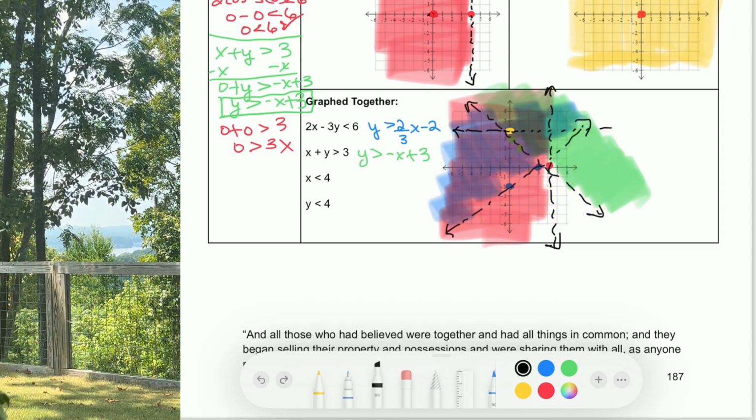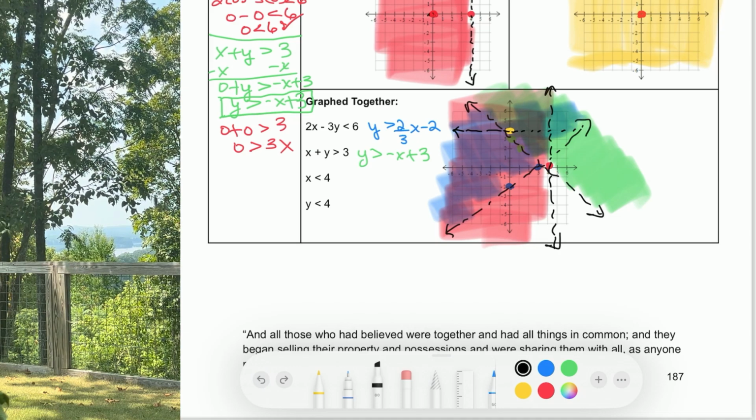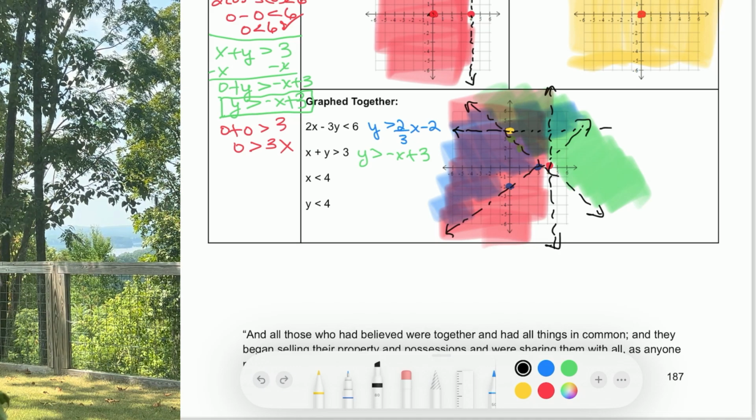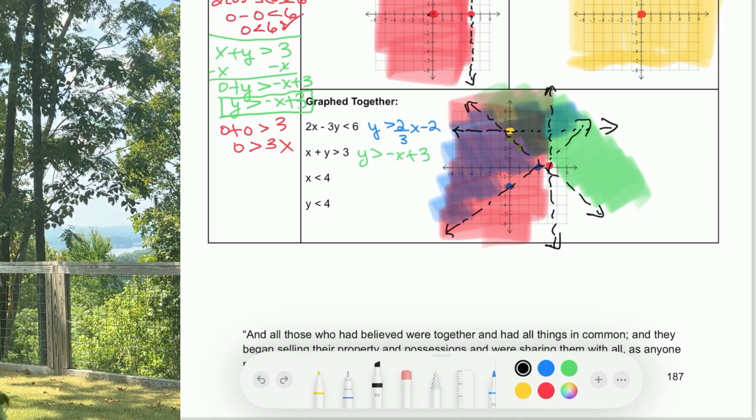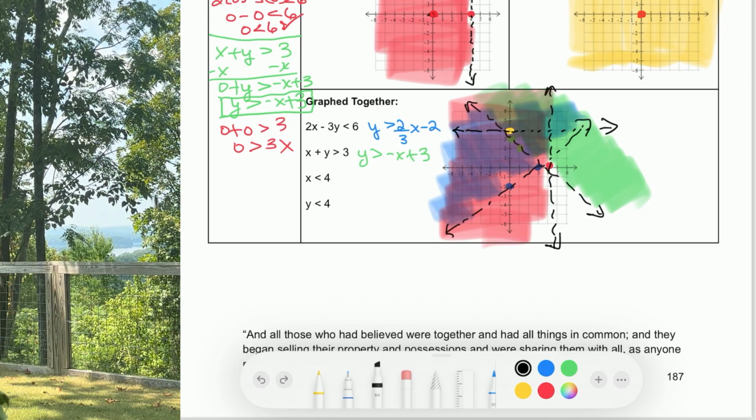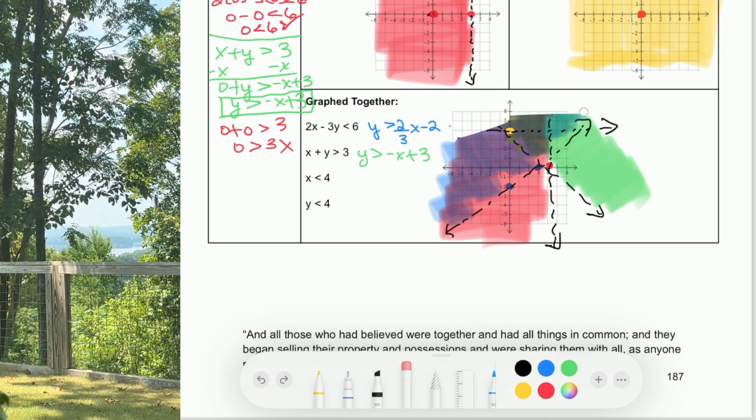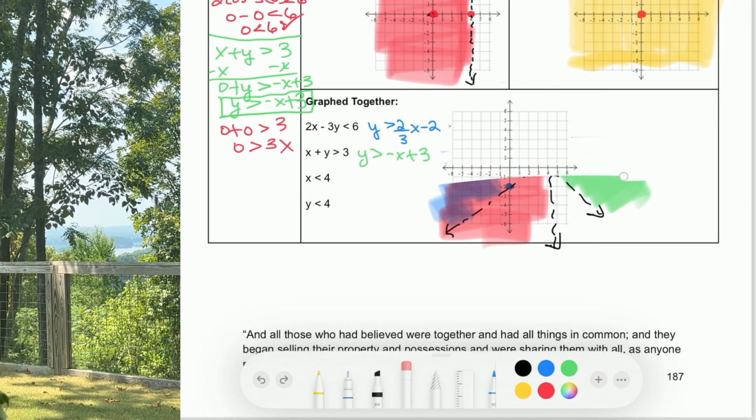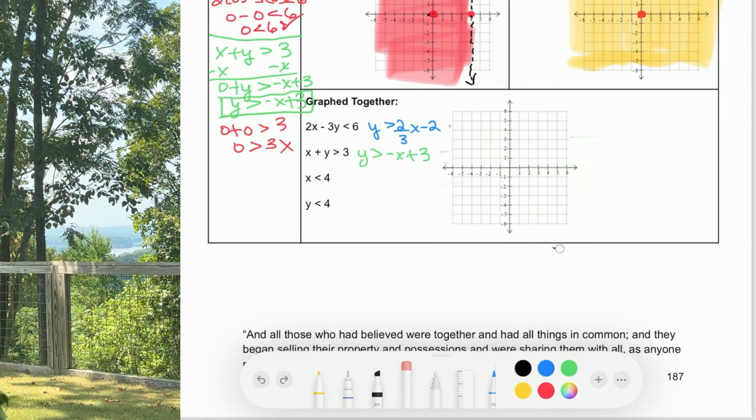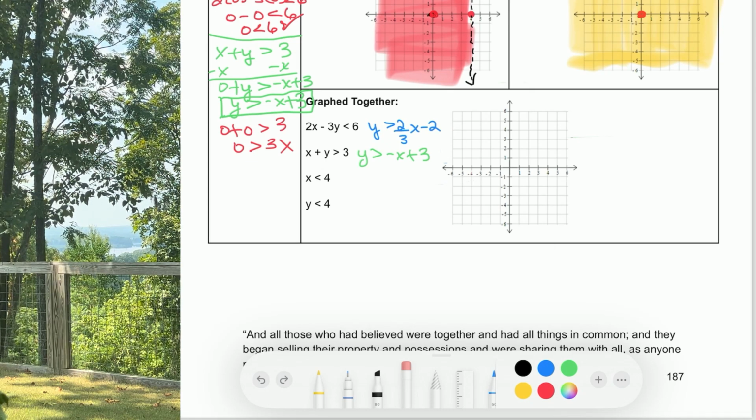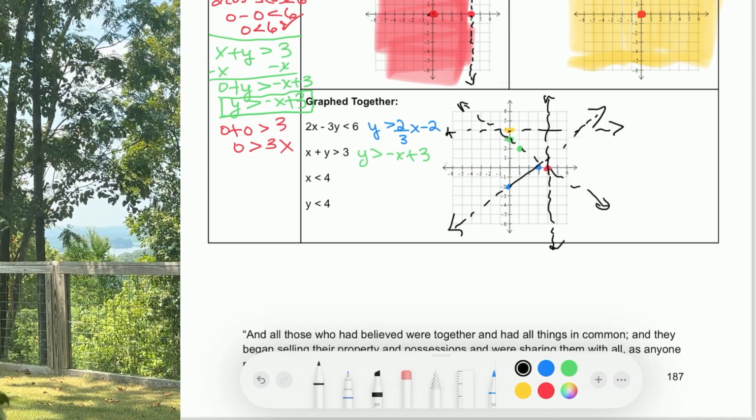So I'm going to take all of the shading off. Oh, nope. Let's see here. I'm actually going to end up having to redraw it real quick. Bear with me, guys. I did it out of order. So let me draw our lines real quick again. All right, so I've redrawn our lines.